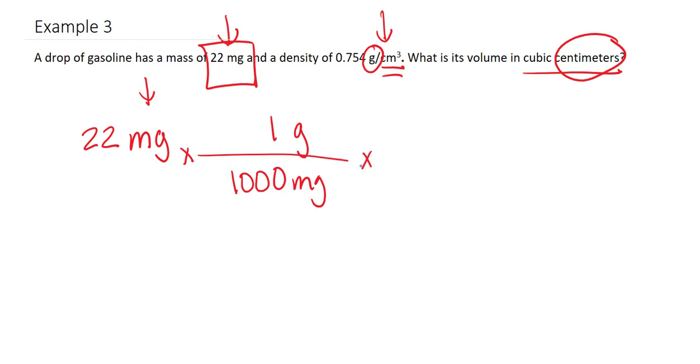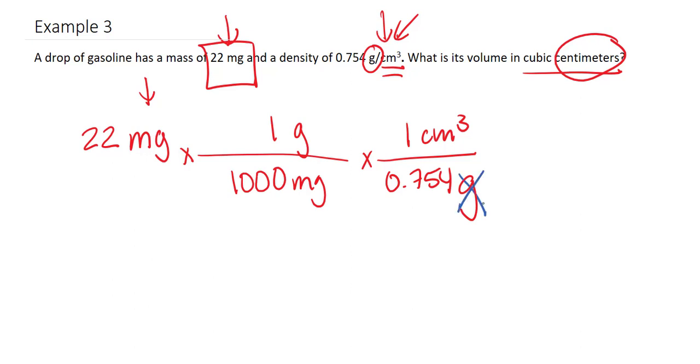Next, we need to get rid of grams. So let's go ahead and use density. But this is where it's interesting. We're going to actually flip this onto the bottom. And why we do this is because we need to get rid of grams. So in order to get rid of grams, we put the number on the bottom and put 1 centimeters cubed on top. This allows us to get rid of grams, and then we can get rid of milligrams, and we're left with cubic centimeters, which is exactly what we want.